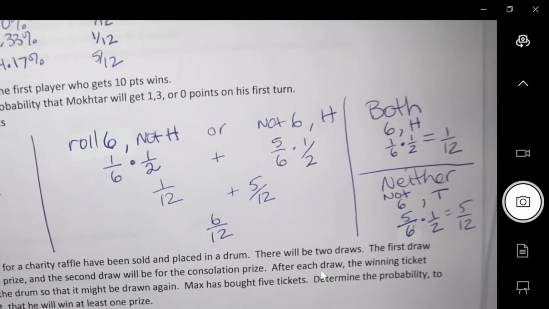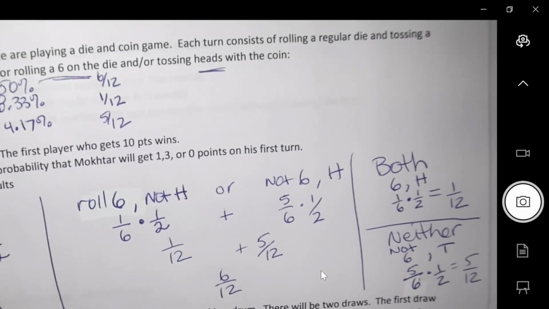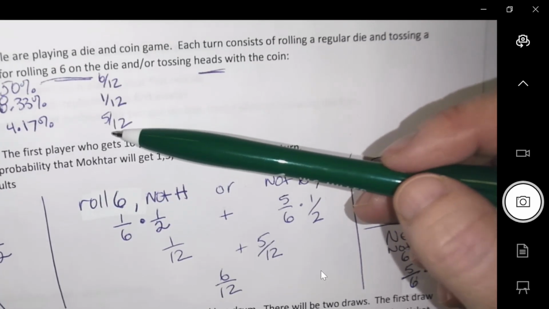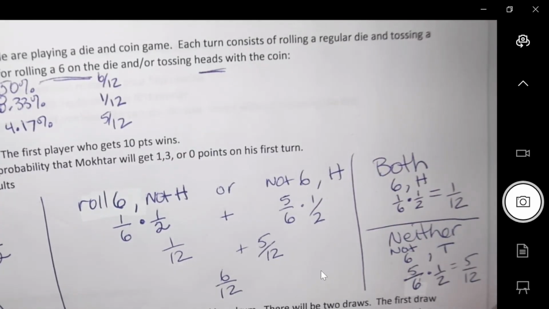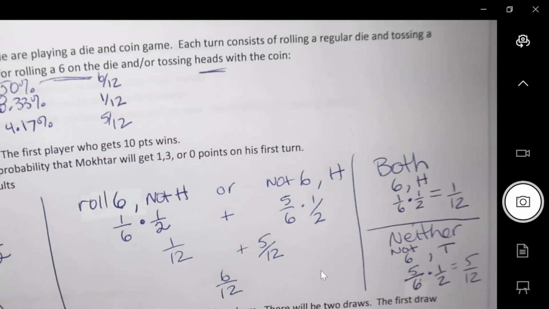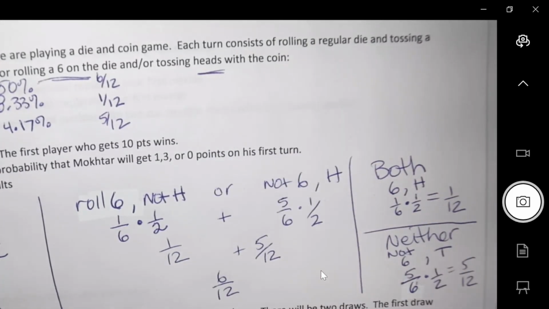What should all of this add up to? It should add up to 1 or 100%. So that adds up to 12 over 12. So that works. Sometimes if you need to find one, you can always do 100% minus the other events. You can use that strategy as well.